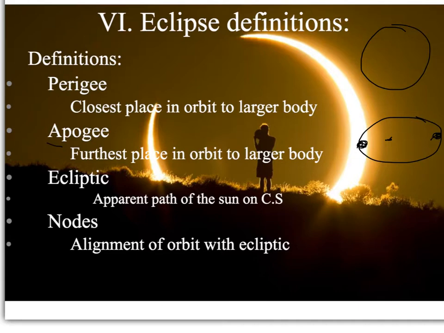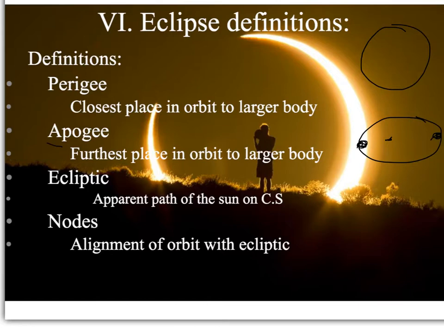So just a review, the ecliptic is the apparent path of the sun on the celestial sphere. So that's what we consider to be like the center of all of our orbital positions in the solar system. And then the nodes are the alignment of an orbit with the ecliptic. And we can only have an eclipse when that body is on the ecliptic on a node. So that would be where it slightly crosses.